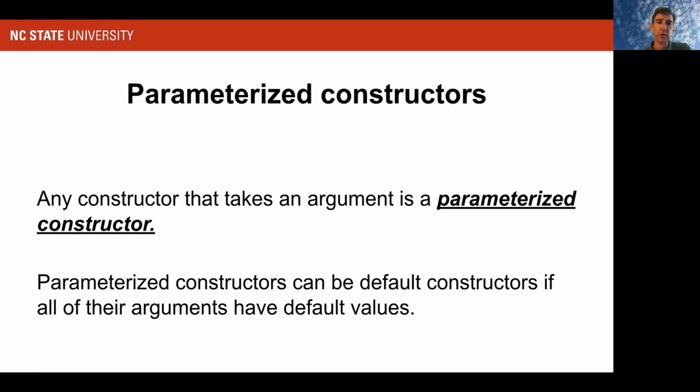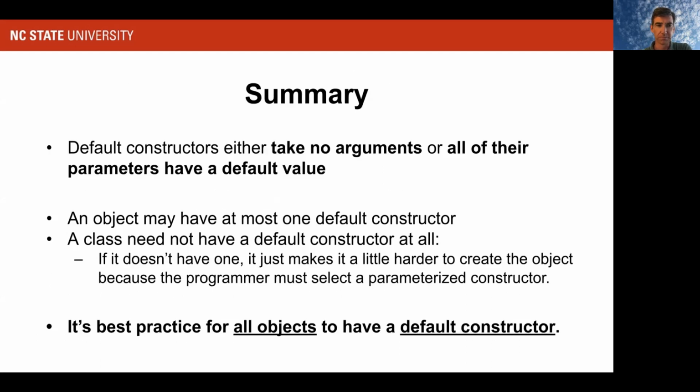Now, the term we use for constructors that do take arguments and that are not default is parameterized constructors. Any constructor that takes an argument is a parameterized one. And a parameterized constructor can be a default constructor if all of its arguments have default values. So in summary, default constructors either take no arguments or all of their parameters have a default value. An object may have only one default constructor.